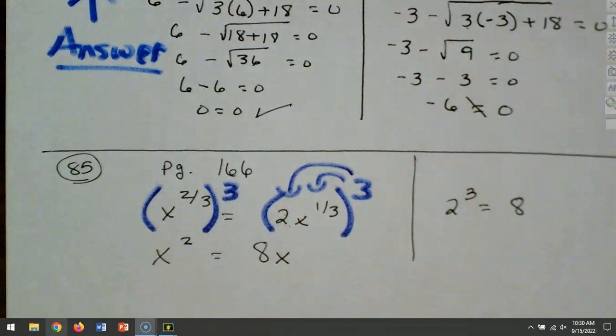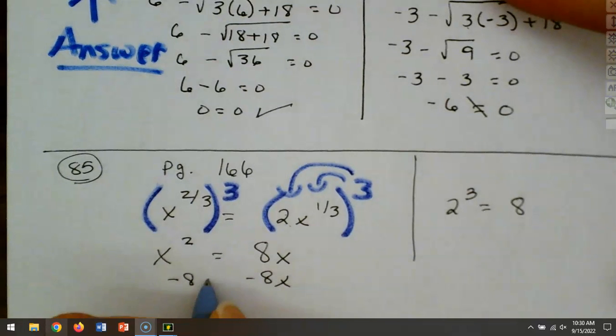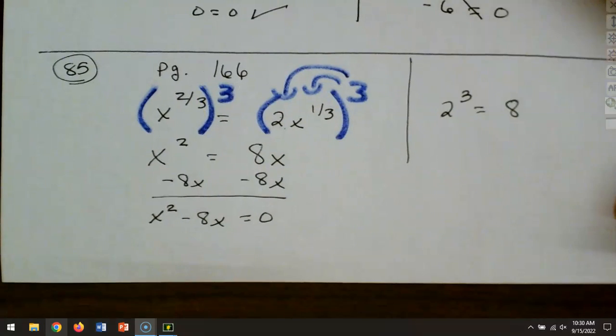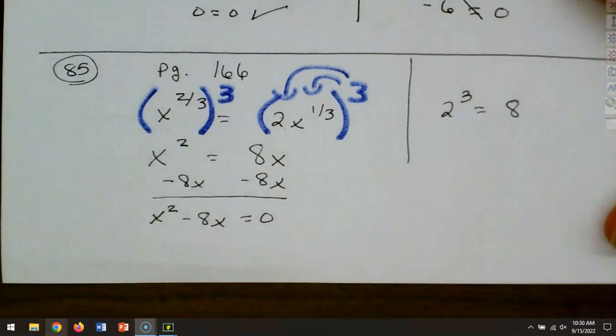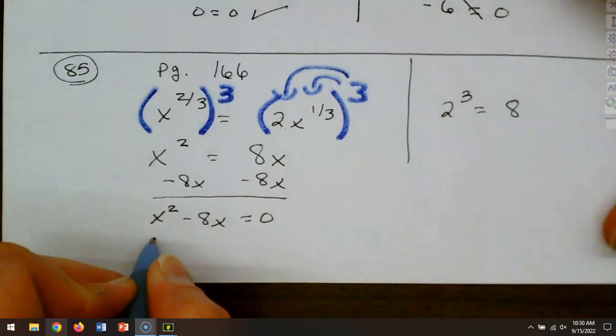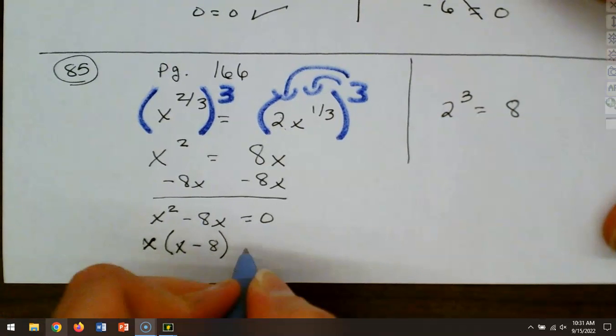Okay, fractions are gone. Now we know what to do. We set it equal to 0. Nothing new here. And what can I factor out now? Okay, this should factor. I see what can come out. It looks like an x can come out, can't it? Right. So that's what we're doing here. Factor out that x. That's going to leave you with an x minus 8.